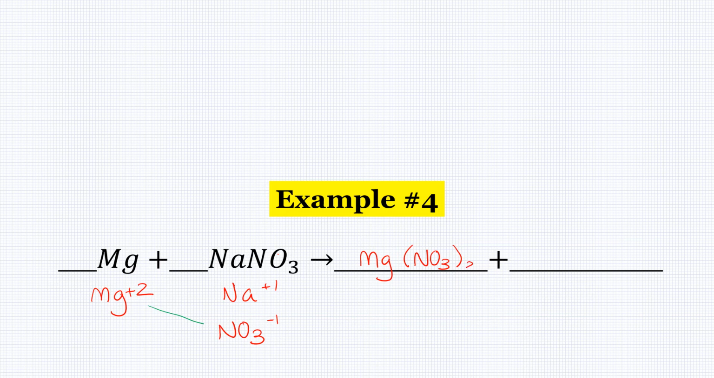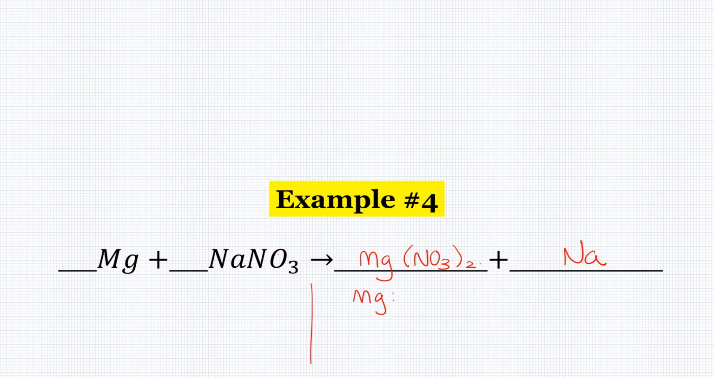I'm going to need 2 of my polyatomic to balance out with our +2 on magnesium, and then sodium's going to be left over. Okay, so let's go ahead and make a table. So we have magnesium, we have NO3, and then we have sodium. Same thing on the other side. All right, so on the left, we've got 1 of each. On the right, we have 2 of our polyatomics and 1 of sodium. Okay, sodium is not diatomic, so we don't need that 2 afterwards.